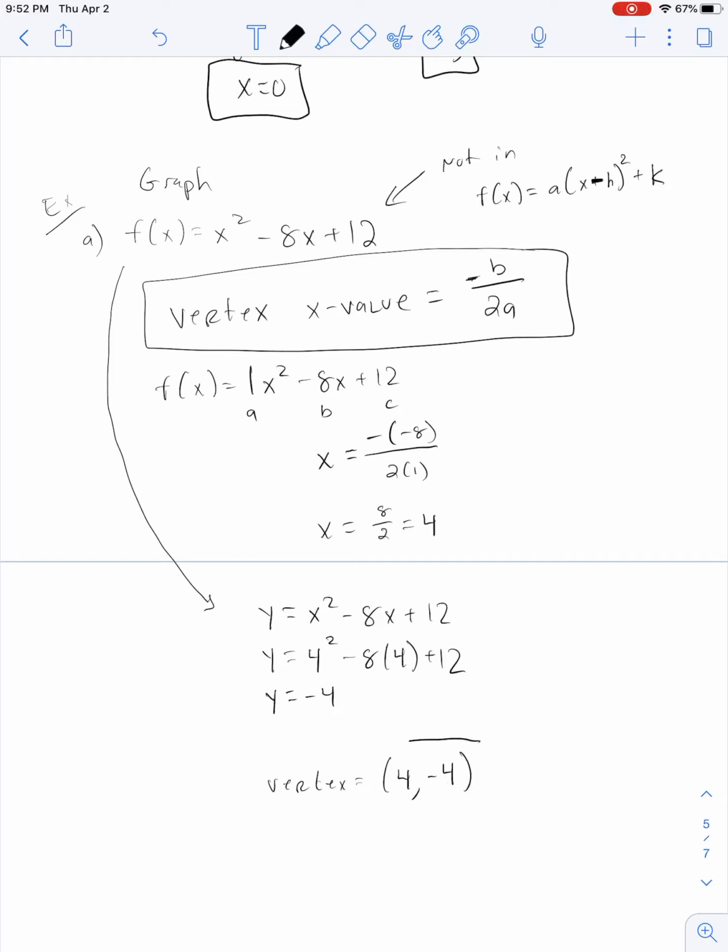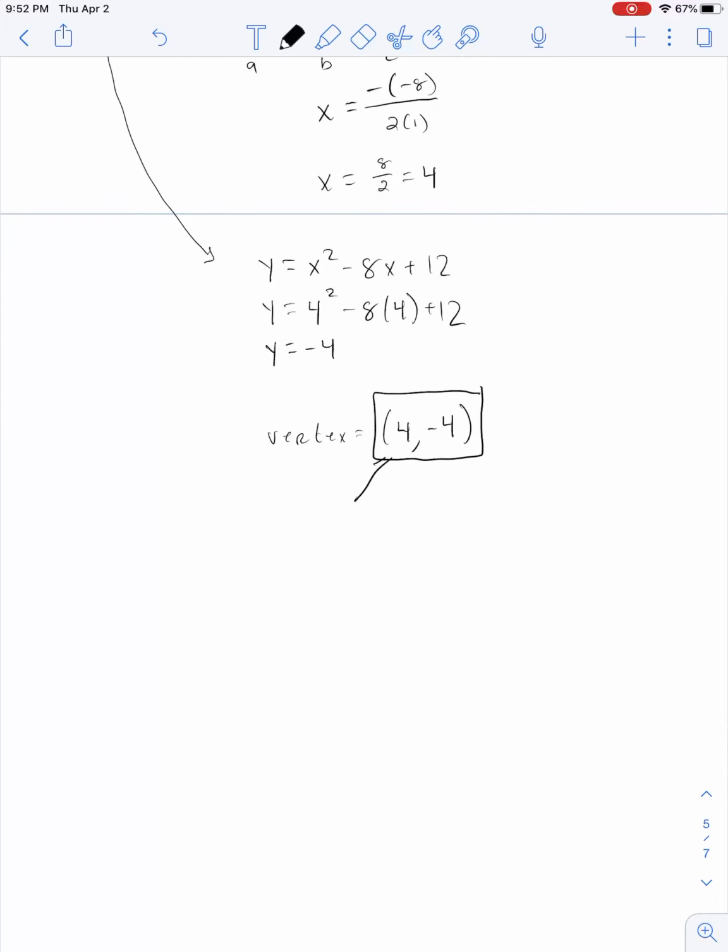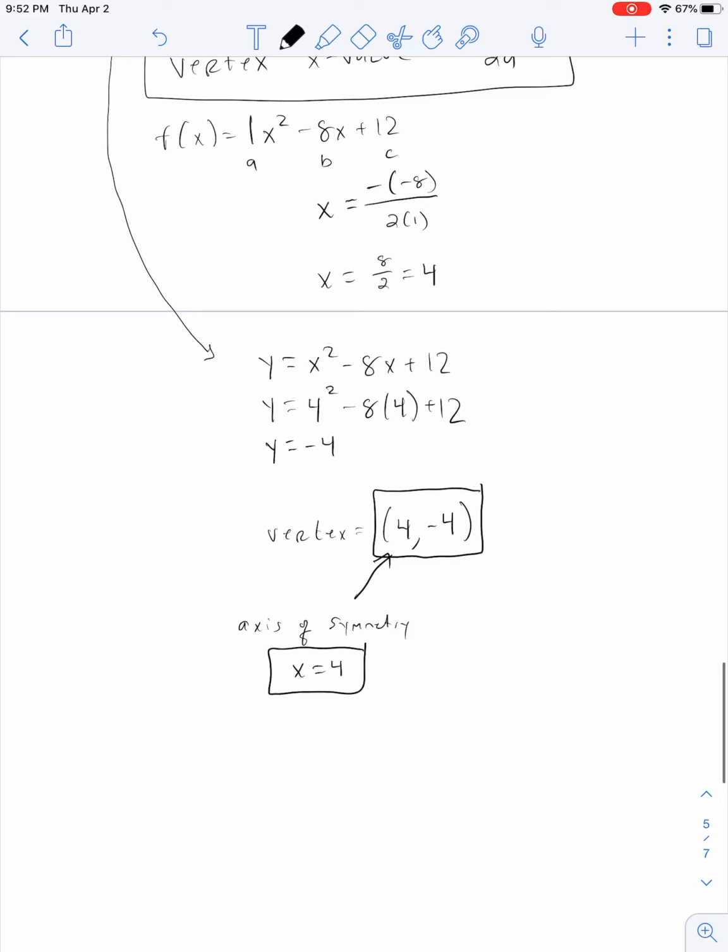So now you know your vertex. And now you know the axis of symmetry, which is x equals 4. The only thing is that you don't know if this is a min or a max yet, right? A min, or we actually do.